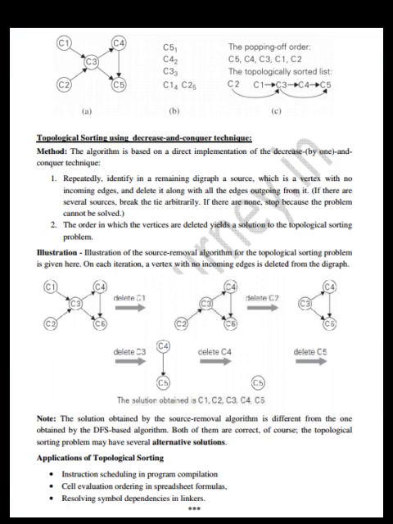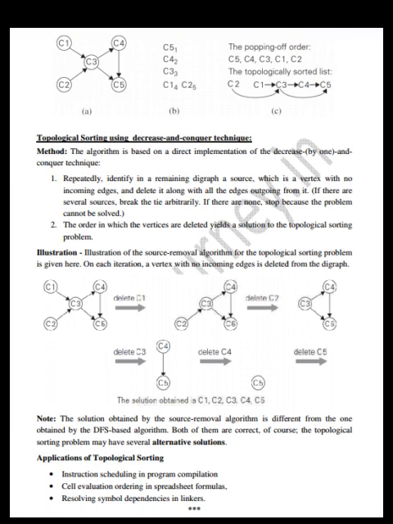Now let us see topological sorting using the decrease and conquer technique. Method. The algorithm is based on the direct implementation of the decrease by one and conquer technique. First, repeatedly identify in the remaining digraph a source, which is a vertex with no incoming edges, and delete it along with all the edges outgoing from it. If there are several sources, break the tie arbitrarily. If there are none, stop because the problem cannot be solved. Second, the order in which the vertices are deleted yields a solution to the topological sorting problem. Now let us see the illustration.